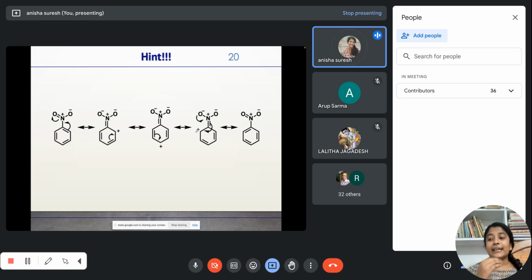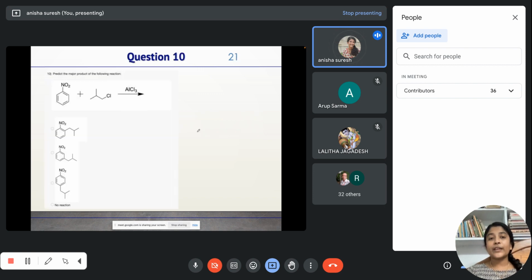So for alkylation reaction to take place, the ring should be electron rich. Here the ring is electron deficient, and it is having an overall positive charge over the ring. So in this case, the Friedel-Crafts alkylation reaction will not take place. So the correct option will be option D, no reaction. Is this clear?